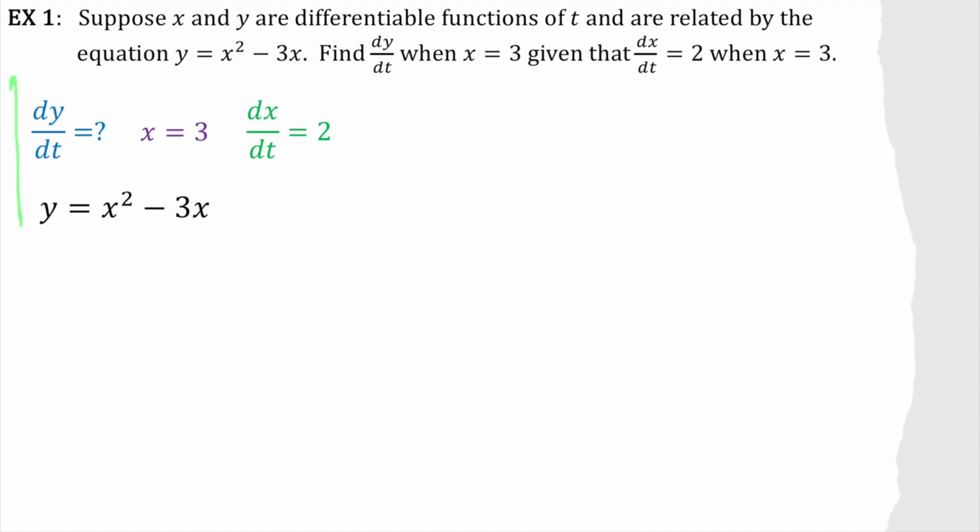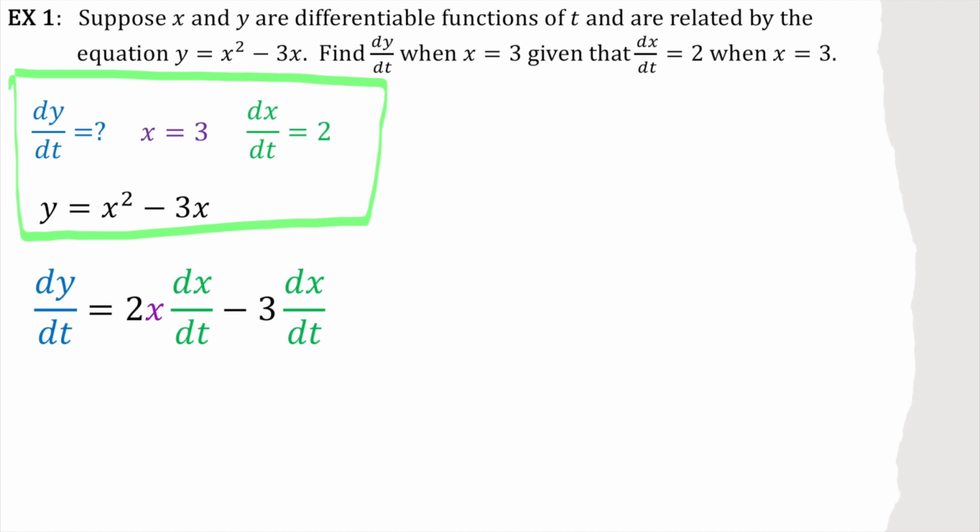So writing all this stuff down, everything you know, what you need to find, is a really important first step. Now we'll take the derivative of our equation. dy/dt equals 2x dx/dt minus 3 dx/dt. And now it's just a matter of plugging in the information that we've written down up here.